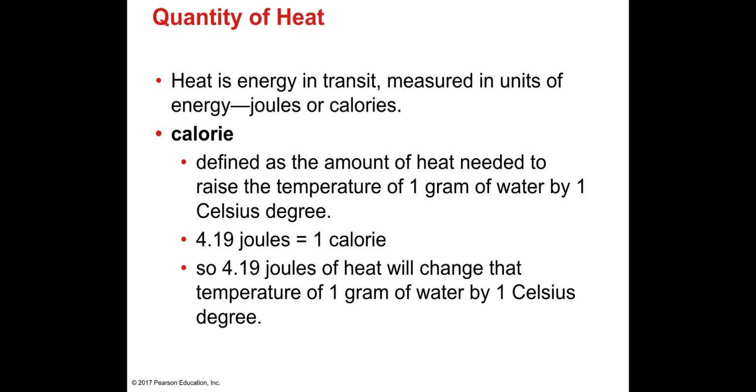So if you put water in a pot on a gas stove and you're trying to heat it up, the amount of energy that 1 gram of water is going to need for its temperature to change by 1 degree Celsius is what we call the specific heat capacity. Okay, and for water, that value is about 4.19 joules. If you look at the conversion between joules and calories, 4.19 joules is equal to 1 calorie. That's a conversion factor. So 4.19 joules of heat will change the temperature of 1 gram of water by 1 degree Celsius.